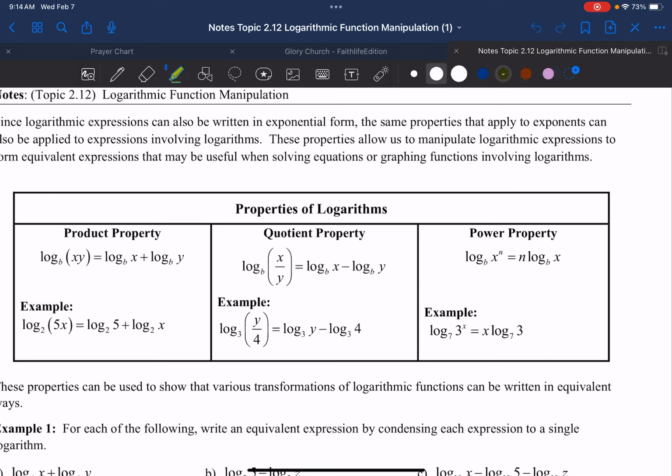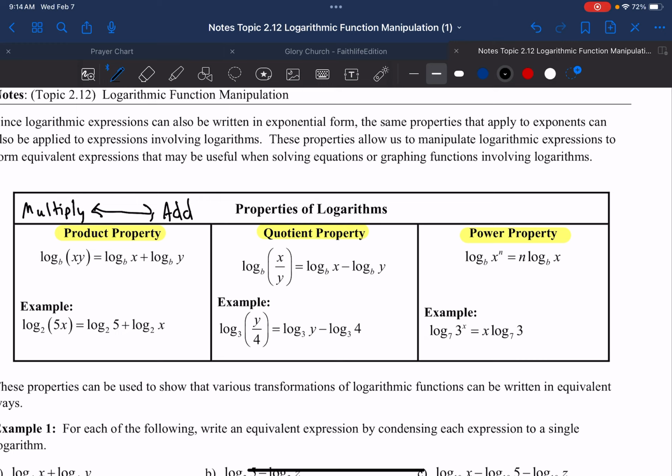So hopping straight into it here, we have three properties. I'd highlight all of them. You have the product property, the quotient property, and the power property. The product property basically says that if you multiply, you can go back and forth between addition.